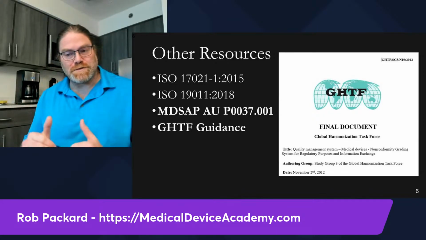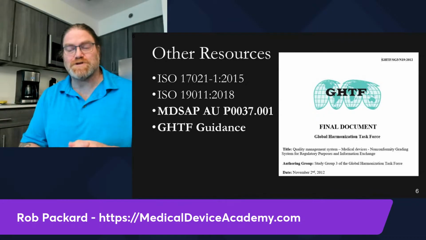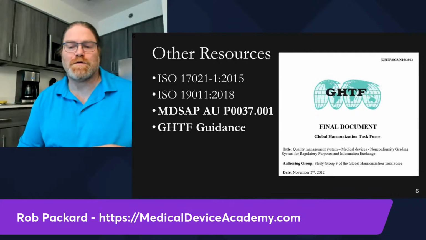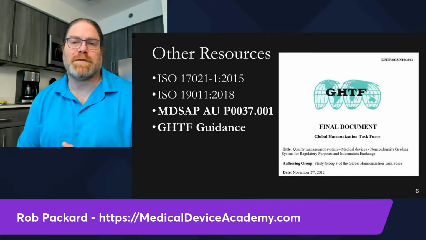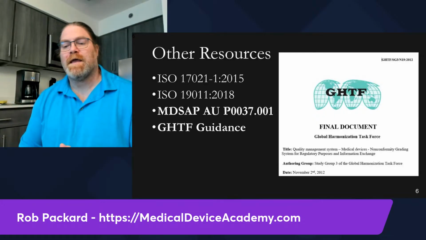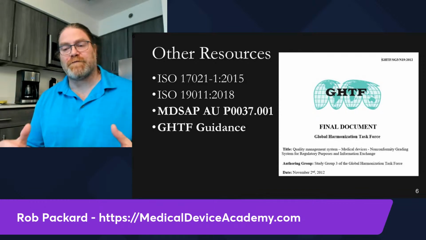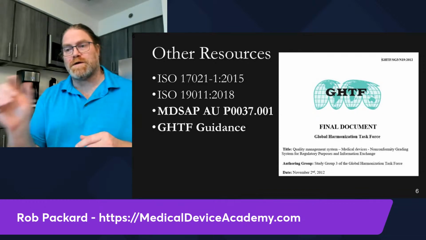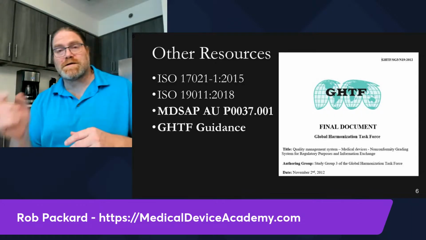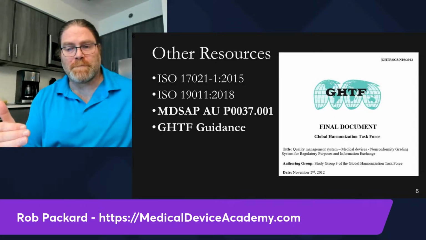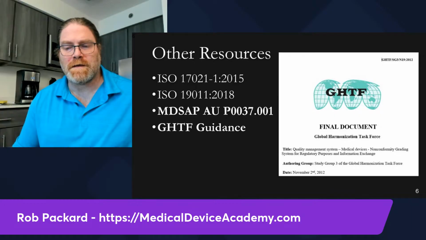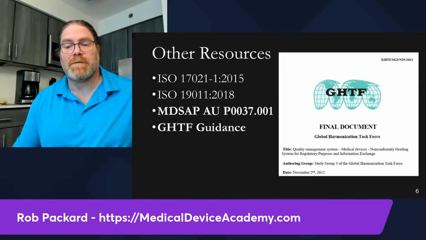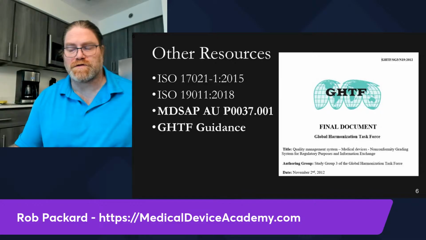The one that I feel is much better and much more helpful, and I actually show definitions in the training, it's ISO 19011. It's a 2018 version for auditors. So if you're doing auditing, you should be familiar with that standard and have a copy of it. The MDSAP grading guidance that I referenced, and I explained what is a minor, what is a major, what is direct and what is indirect, and what exceptions there are based on scoring numbers, whether it's a 1 or a 3. That's from this MDSAP AU P0037.001. And that originally came from a GHTF guidance that I've also put the screen capture up here.